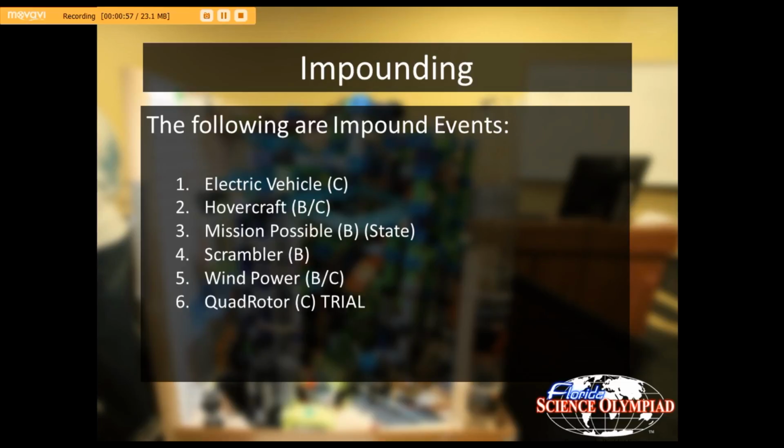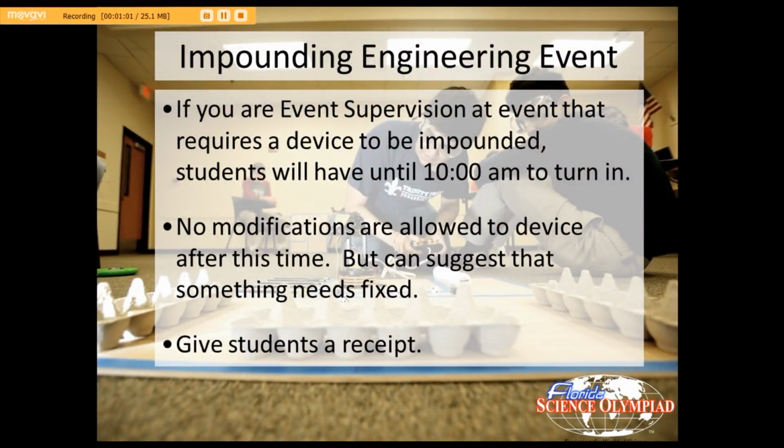So there's about a 2-hour window to do impounds. So if you are doing one of those impounding for engineering events, then you've got until 10 a.m. to get them turned in. If a student turns in a device and you notice that there's something wrong with the device that might cause it to be unable to compete, you can tell them, I see a problem. If you can fix it before the close of the impound window, you're good to go.